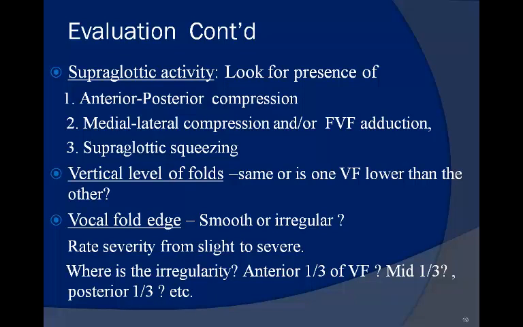We also evaluate supraglottic activity and look for signs of laryngeal muscle tension in the form of anterior-posterior compression, medial lateral squeezing, false vocal fold adduction, or supraglottic sphinctering. We also assess the vertical level of the vocal folds. Both vocal folds should be on the same vertical plane. If one vocal fold is lower than the other, it may indicate an SLN paresis or paralysis. We also assess the medial edge for smoothness or irregularity and rate the severity and location of the irregularity. Irregular vocal fold edges occur due to medial vocal fold edge lesions, vocal fold scarring, and edema.